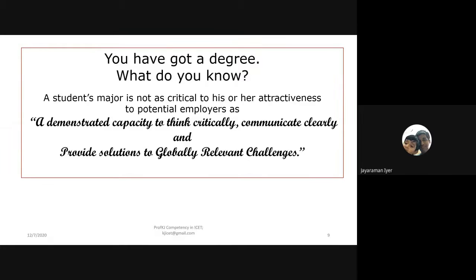Okay, so what do we need? We need a demonstrator. We need a student, a degree holder who comes out of your institution with a demonstrated capacity to think critically. That means if I give him a challenge, he should be able to say, how do I solve it? How do I bring a solution to it? Is it possible? What are the alternatives? Like that. And communicate clearly. See, this is what we are saying.